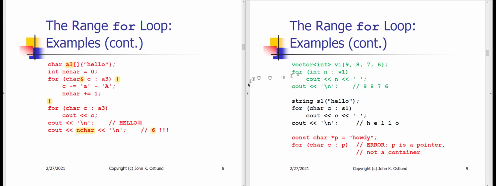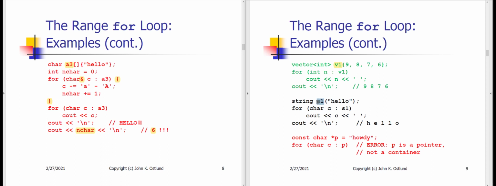Okay, so we've taken a look at an ordinary array of int, an ordinary array of double, and here we've got an ordinary array of char, A3. Now here's another value involving a vector of int. Nothing special happening here. This vector is initialized with the elements 9, 8, 7, 6, and in this range for loop we go through and print each one of them out.